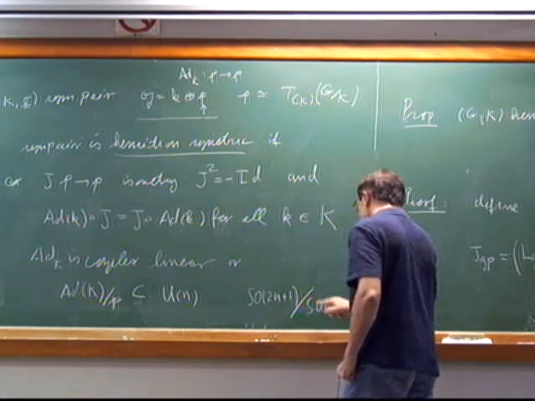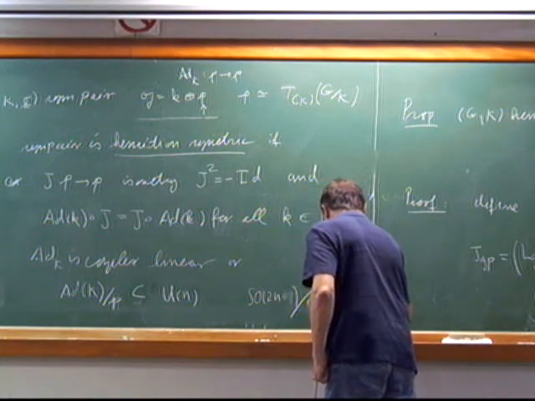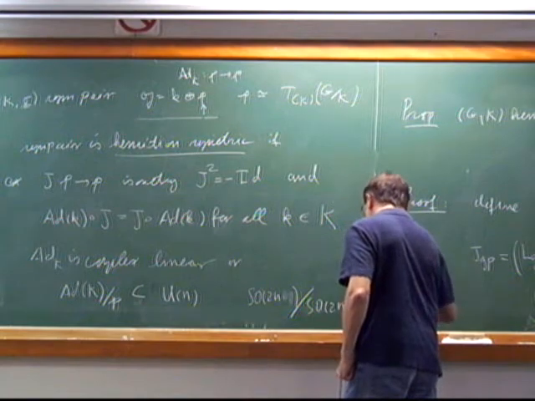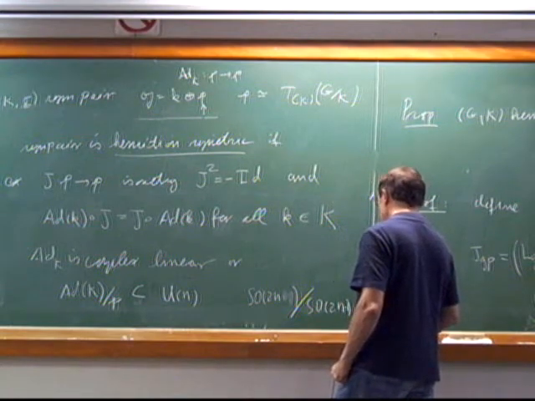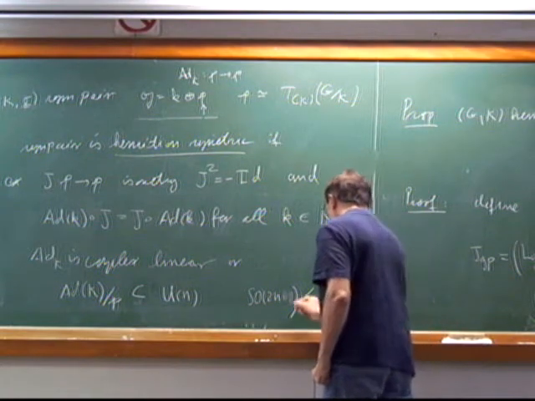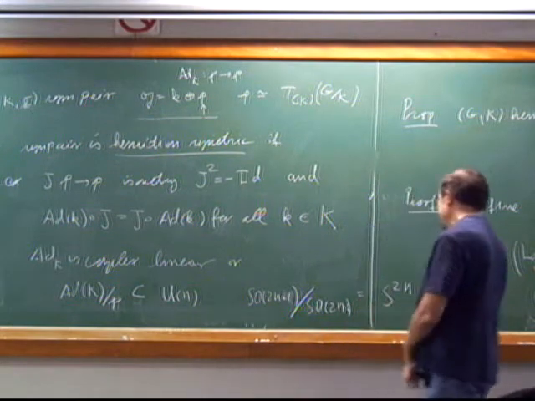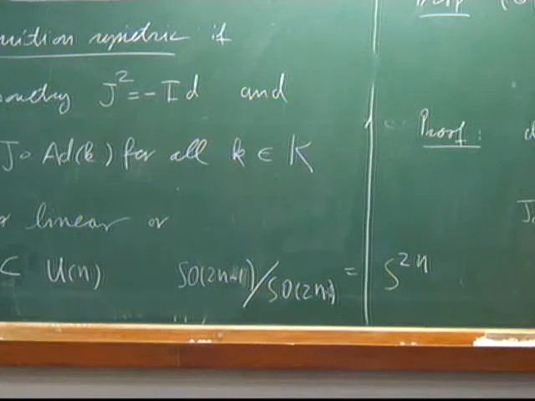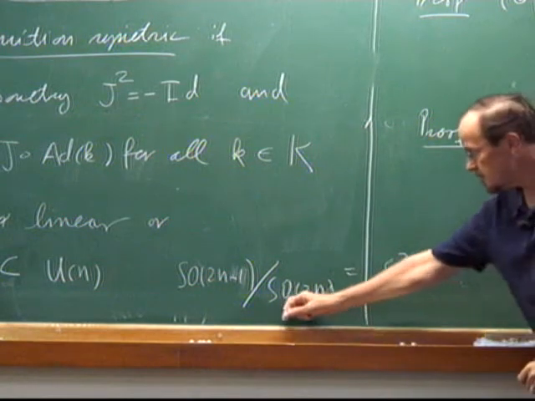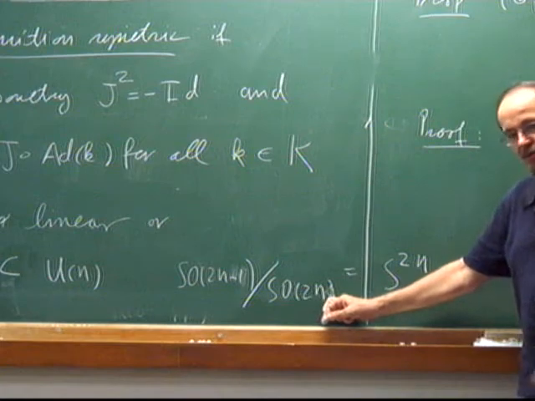Well, that's even dimensional. So this will be odd dimensional. This will be S2n. That's a symmetric space. That's a symmetric pair. It's even dimensional, right? But this is not a Kähler manifold. In fact, there's no complex structure which is preserved by the action of SO2n.